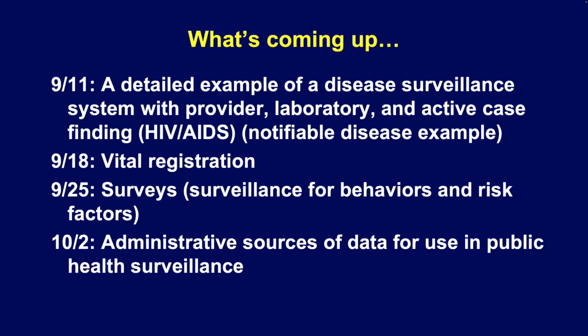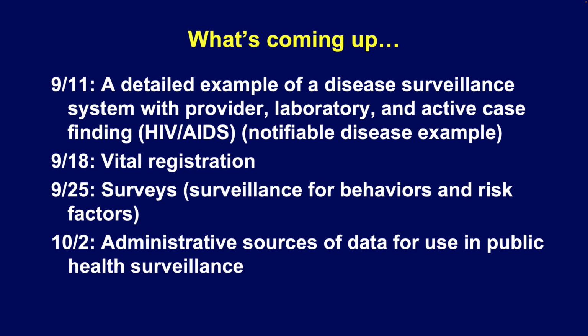So that's it for this session. Just a quick preview here of what's to come. We've covered a lot of principles so far, and now we're poised to move on to some specific examples of a surveillance system. So next week, we'll be covering the detailed example of HIV/AIDS surveillance in New York City, which is a notifiable disease surveillance system that includes provider reporting, laboratory reporting, and active case finding. After that, we'll move on to vital registration, which is registration of births and deaths and how these are used for surveillance.